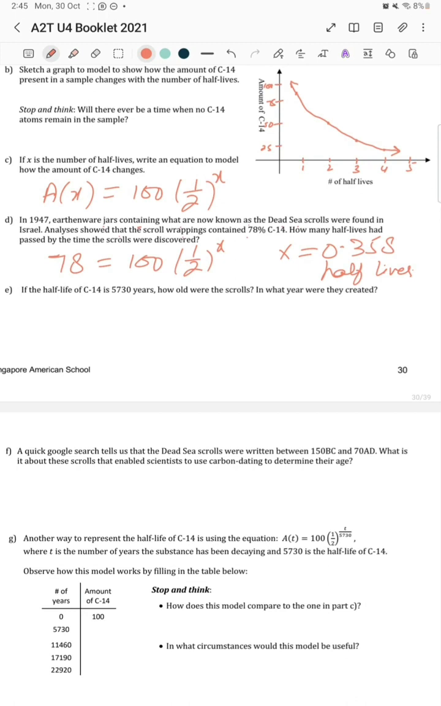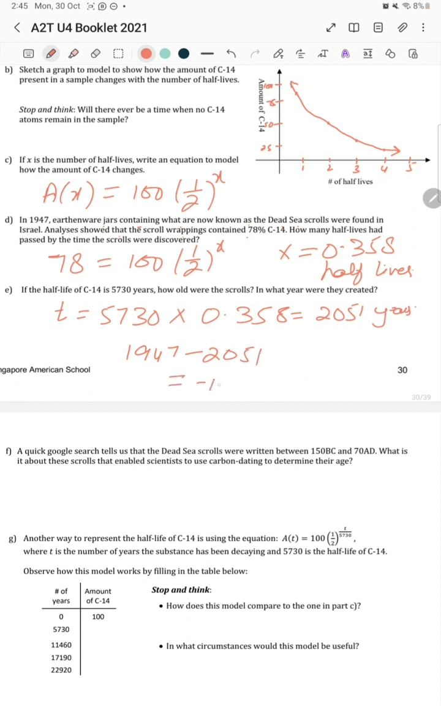In what year were they created? So t is equal to 5730 multiplied by 0.358, which is equal to 2051 years. So 1947 minus 2051 is equal to minus 104. So it's going to be 104 BC.